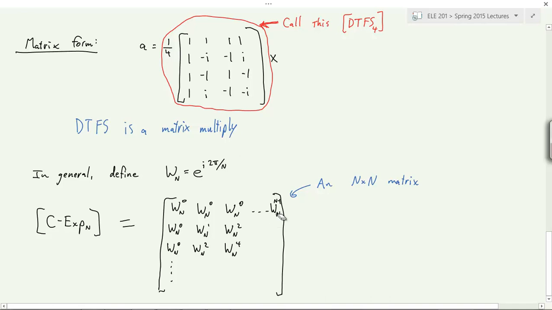Yes, you're right. Thank you. This here is still to the 0th, and this one here is to the n minus 1. Good. Thank you for that. Okay, so why would I call this the complex exponential matrix? Any ideas? Because every row is a discrete time complex exponential.